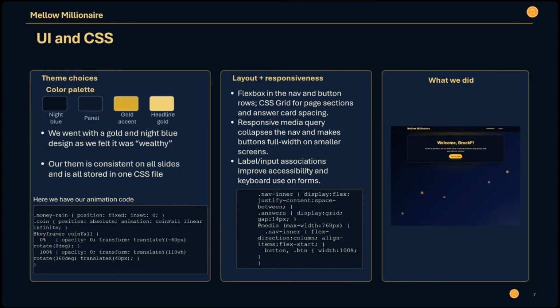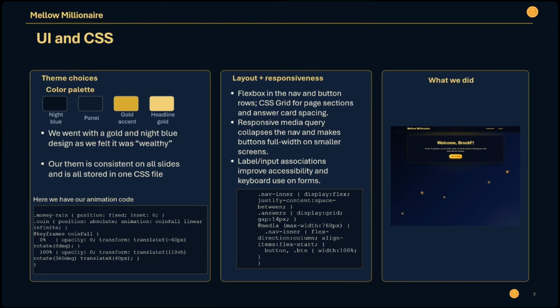And here's our animation code where you can see where we have the fixed position. So this little snippet of code is for the backdrop. You'll see coins falling in the background. You'll see that in the demo. You can kind of see it where it says what we did. You see the little gold circles that are coins as they fall in the background.